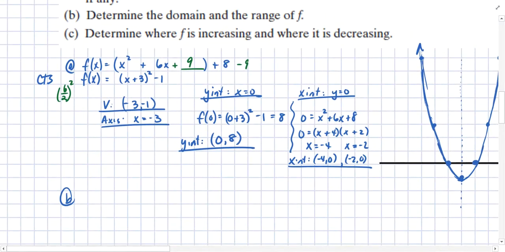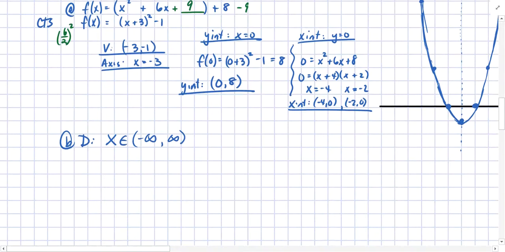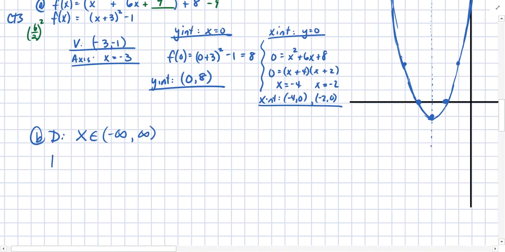For part B, the domain and range, well, the domain, all x values that can be used in this function or that may show up in this graph. Well, as it turns out, any x value is permitted in a quadratic, so any x value, as long as it exists as a real number between negative infinity and positive infinity, would be good for use in the domain.